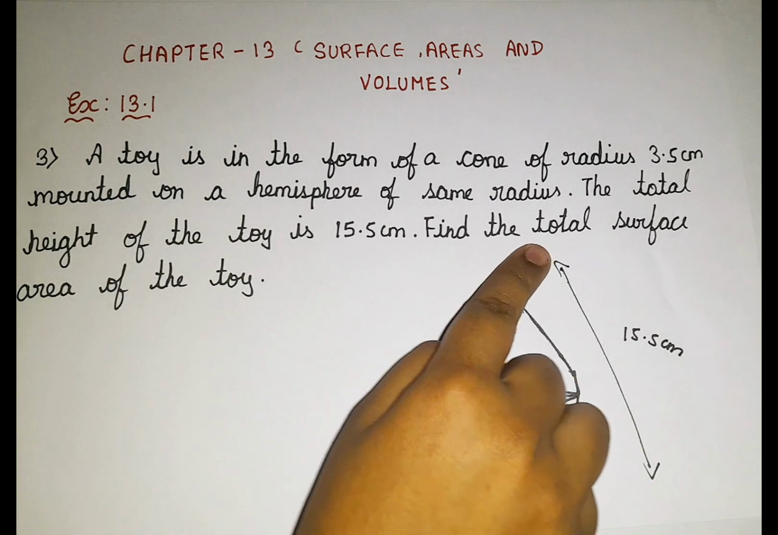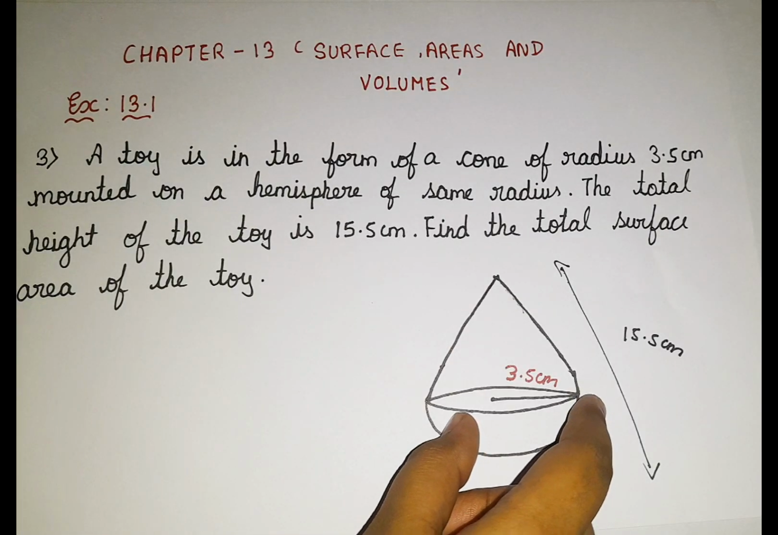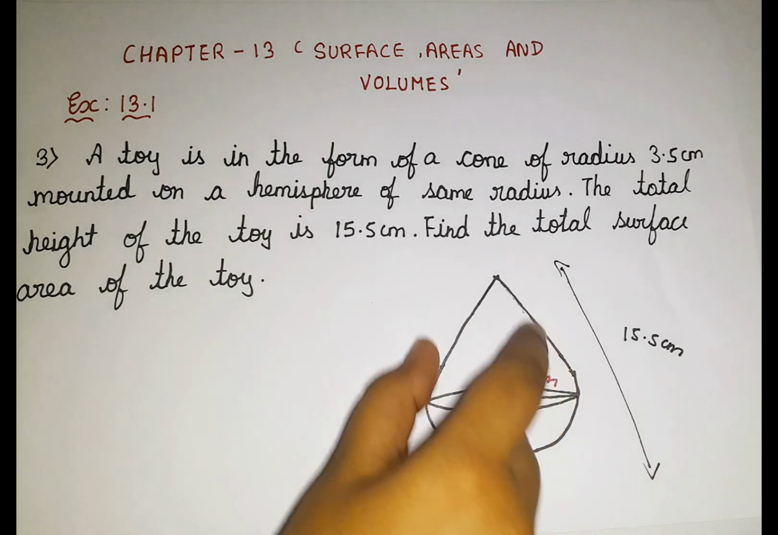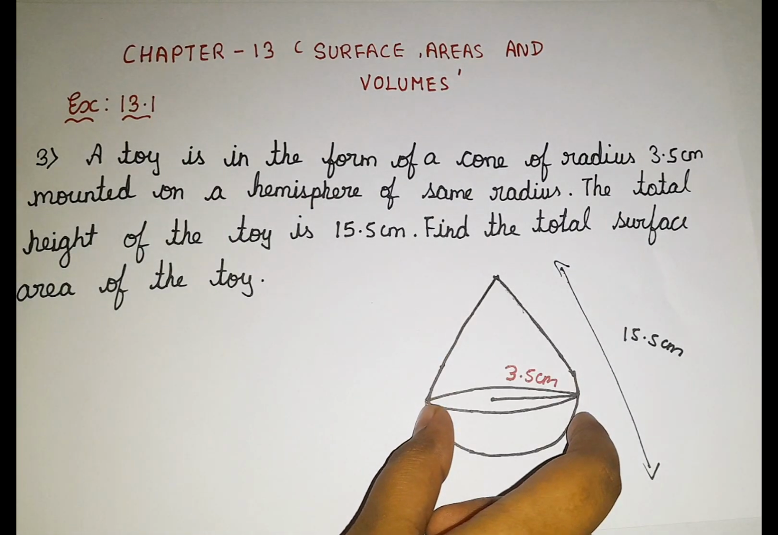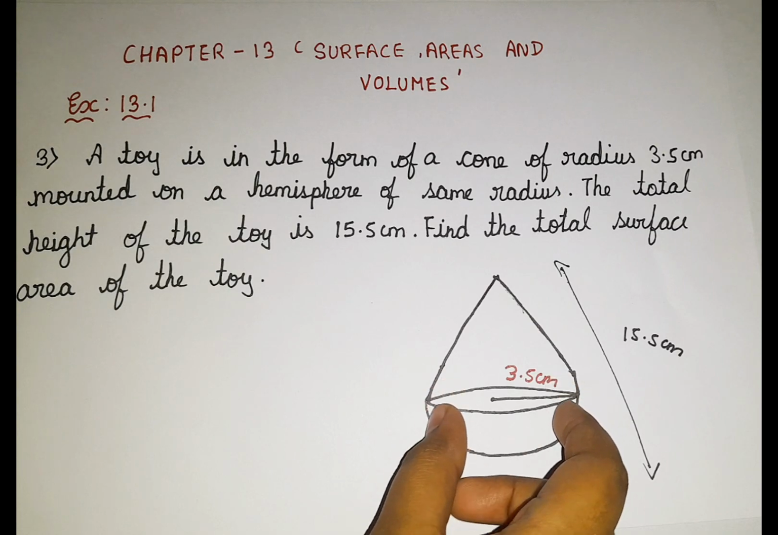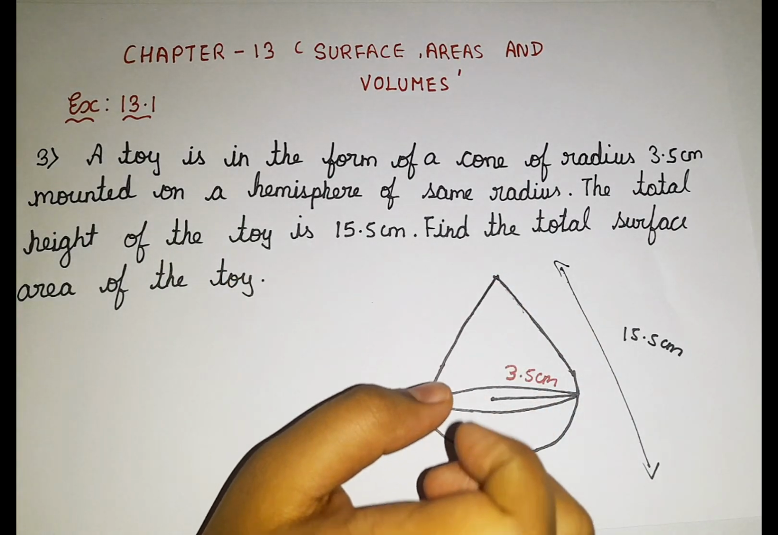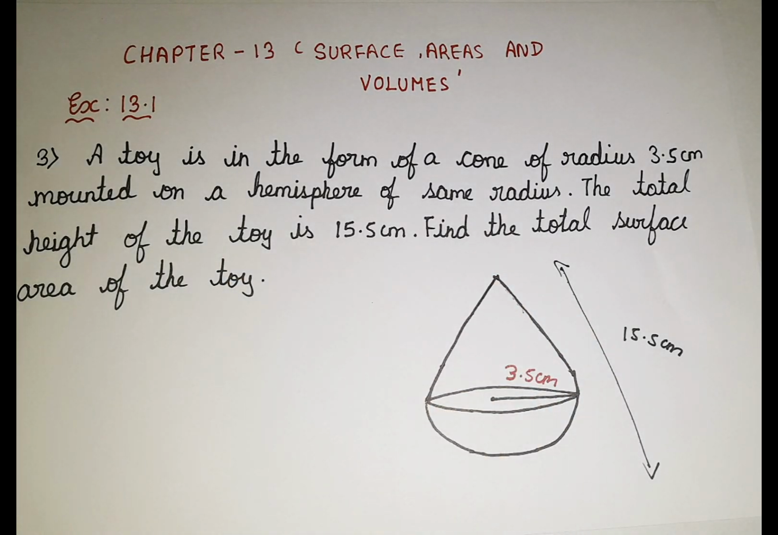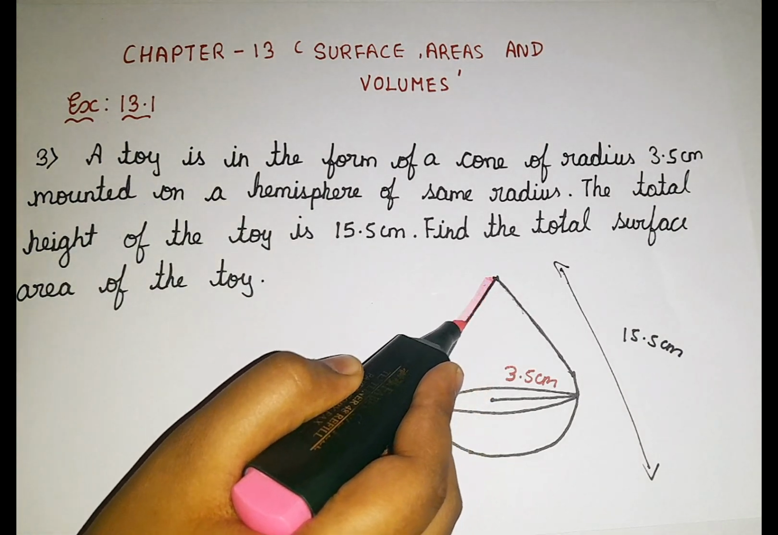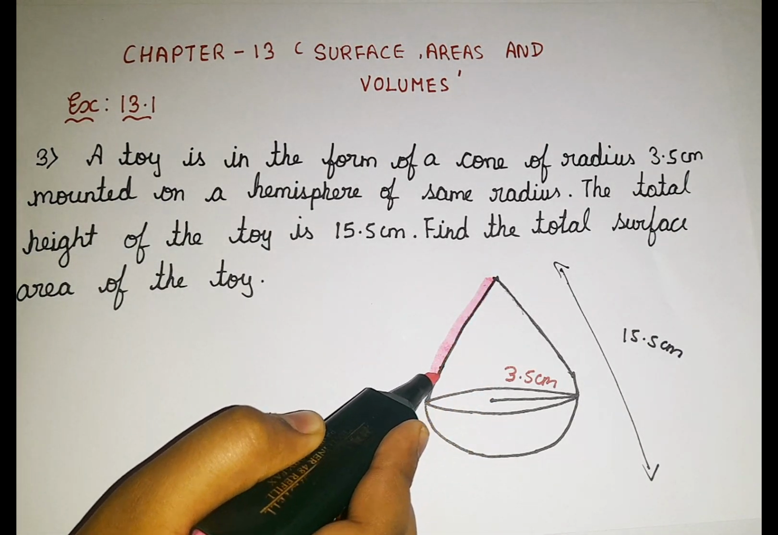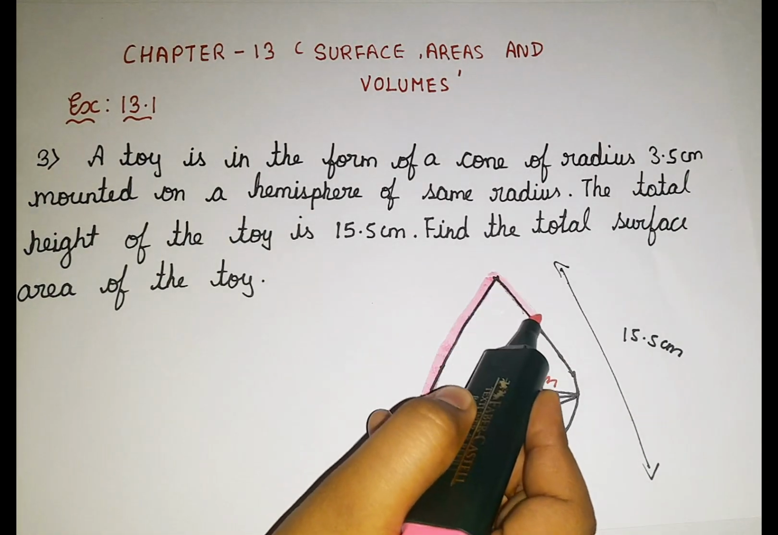Here they mention the total surface area of the toy. So this is a toy. Whatever toy in your collection, if you find it in this shape, you can take it. If I ask you to paint this toy, you can think this is a wooden toy, completely made up of wood. If I ask you to paint it, what will you do? You just paint like this. I used to paint like this, believe me guys.